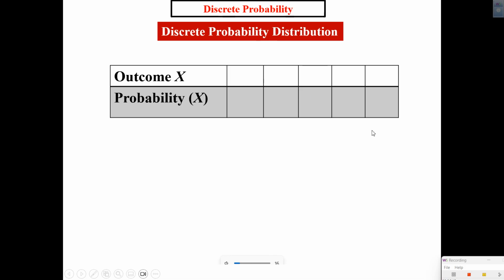Tell your neighbor once again, remind them what are probability distributions. All right, what is so special about that, David? What's that? He said the probability needs to add up to 1.